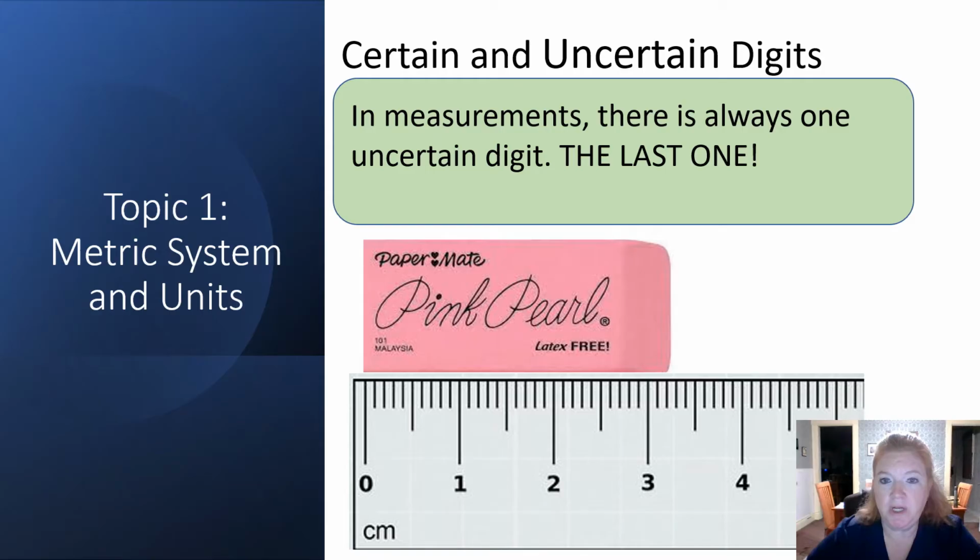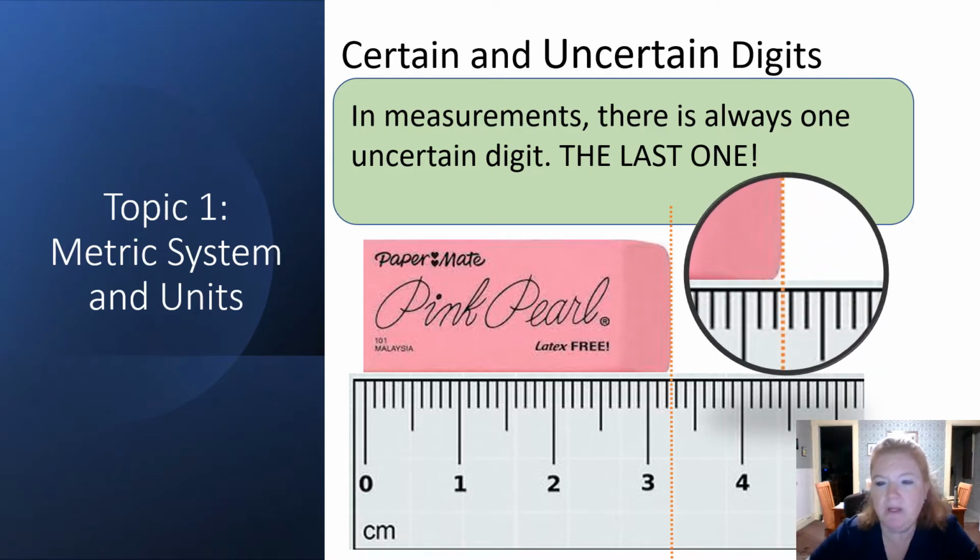All right, so for certain and uncertain digits. In a measurement, there is always one uncertain digit. It's the last one. So let's look at measuring this eraser using the ruler. Sometimes it helps to draw a line from the edge, or use something to indicate where it is. So especially on this screen, it helps to draw a line at the edge so I can exactly see where it is. So I'm going to zoom in a little bit so you can see.